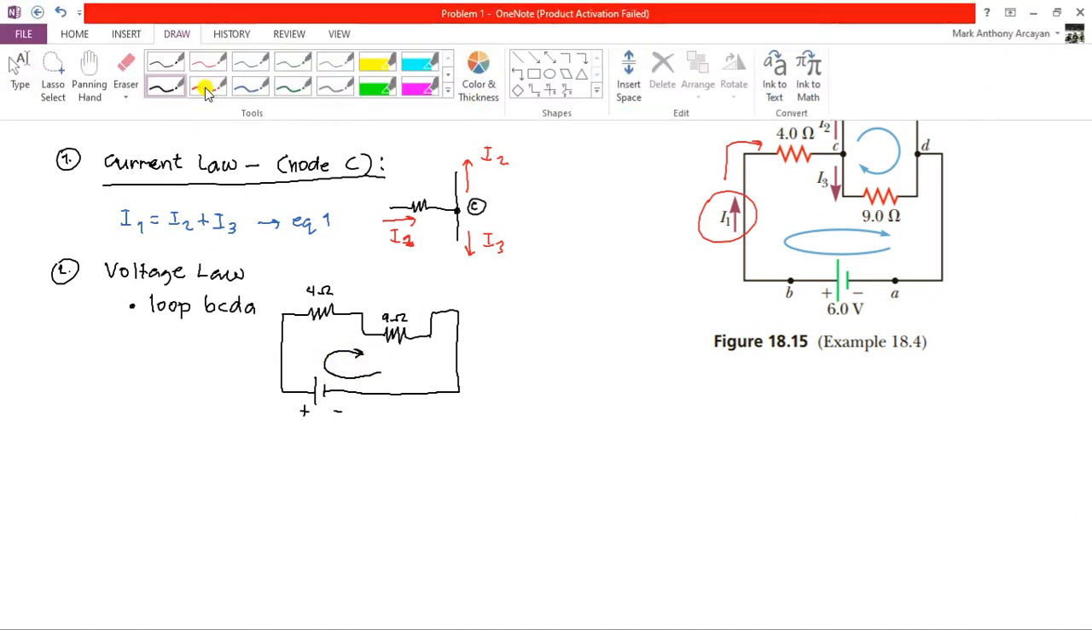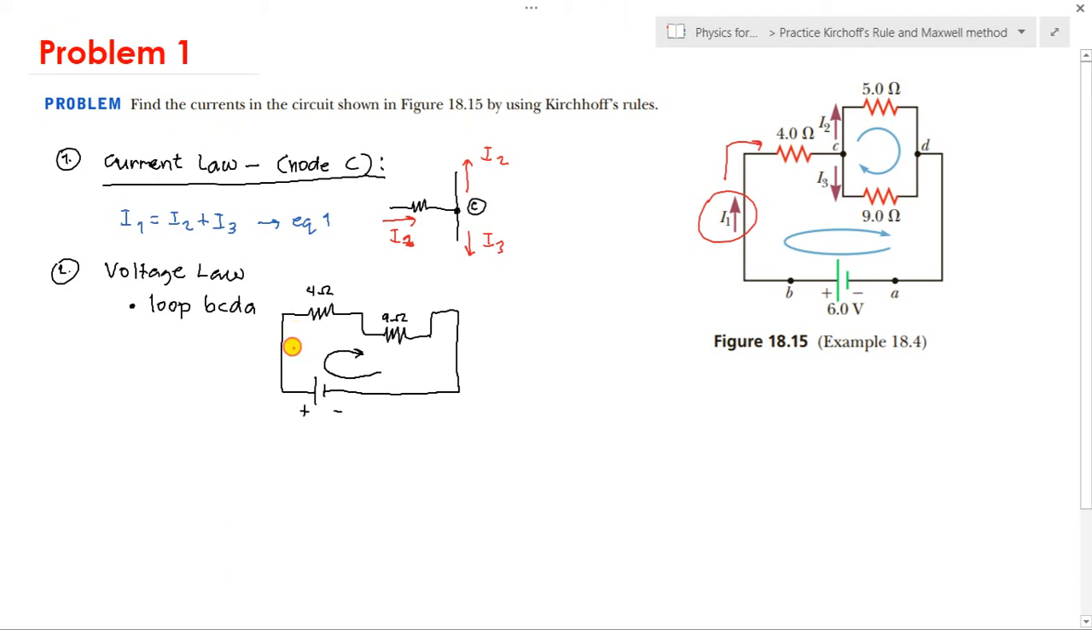And here, for the 4 ohm resistor, there is a current passing through. Which current passes through the 4 ohm resistor, is it I1, I2 or I3?